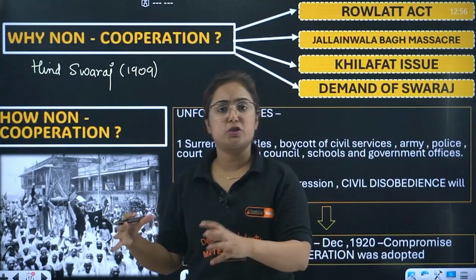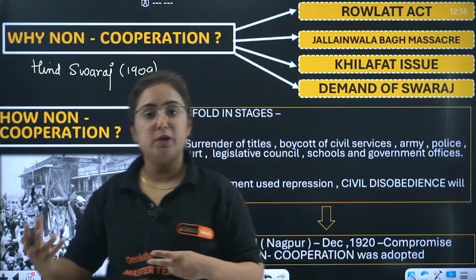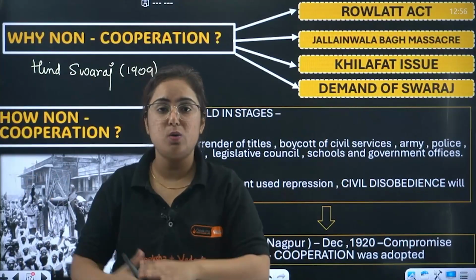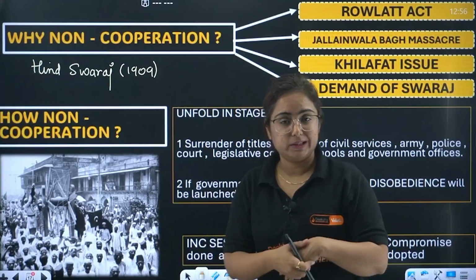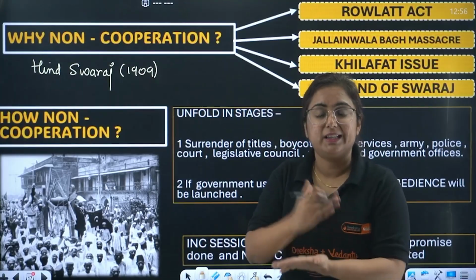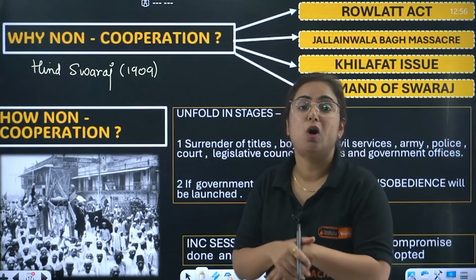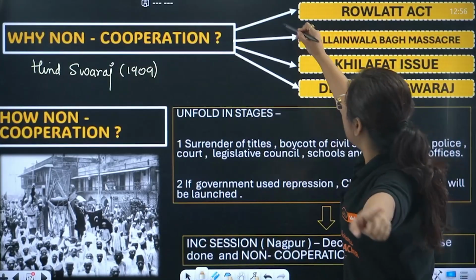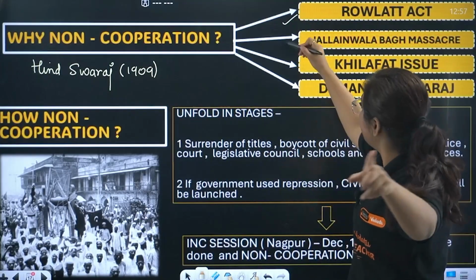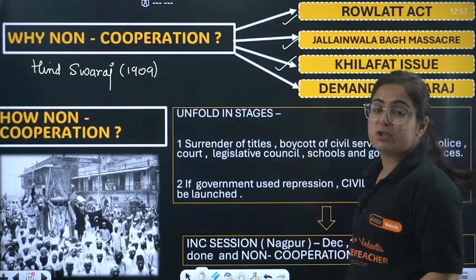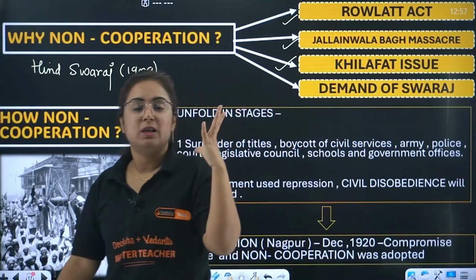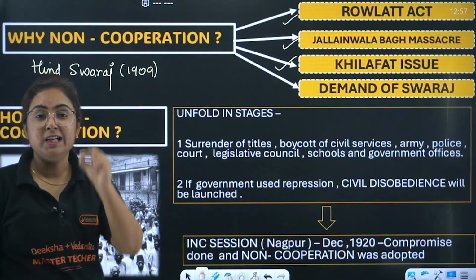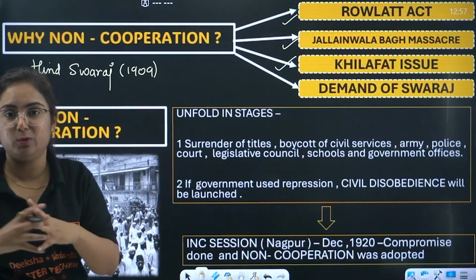They started British schools, we joined them. They started British colleges, we joined them. They started law courts, Indian barristers are going there. So we are cooperating with them, and we can only take off the British rule by non-cooperation. He said that we shall start this non-cooperation against the Rowlatt Act, against Jallianwala Bagh, against this Khilafat issue, and demand Swaraj. You know what Swaraj means? Self-rule, right? And demand what here? Swaraj.